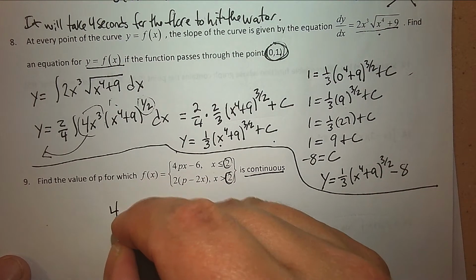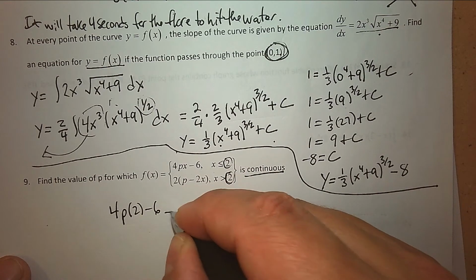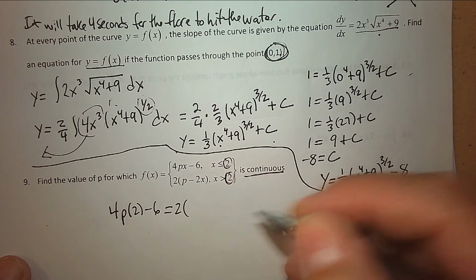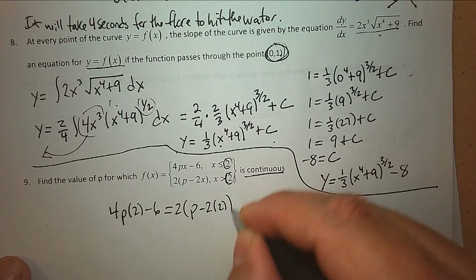So I'm going to write down 4 times p, but I'm going to put in the number 2 for x, subtract 6. I'm going to make it equal to the bottom piece, which is 2p minus, and again, where there's an x, I'm going to plug in 2.